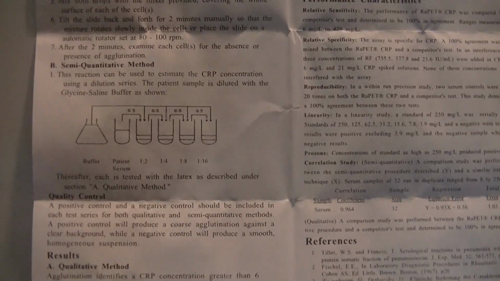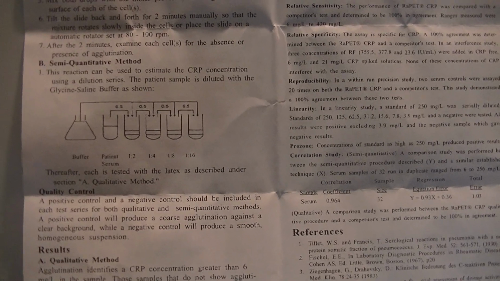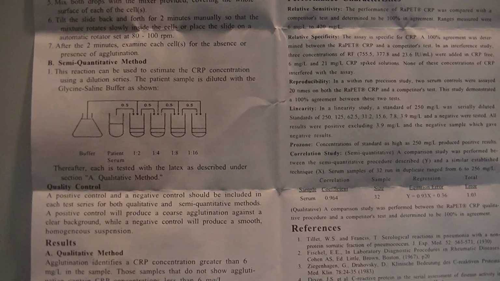You will also see in every package insert what's called a semi-quantitative method. A semi-quantitative method is where we will be making doubling dilutions of a patient sample and testing that patient sample to see just how dilute we can make a patient's serum or plasma and still get a positive result in this test. I will also be showing you this for the CRP test in the CRP procedure video.